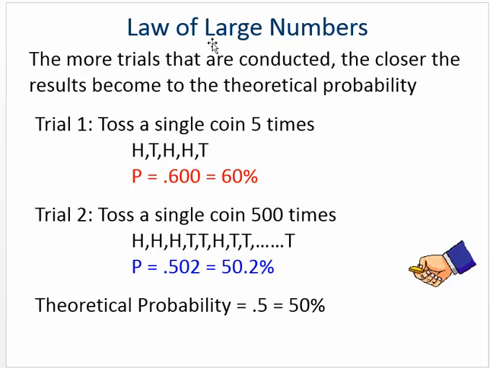Trial 1, toss a coin 5 times. Well, there's the example, and it was 3 out of 5, so they got 60%. 3 out of 5 is 0.6, which is 60%. Trial 2, they did it 500 times, and you found out that the percentage was 50.2%. But the difference here obviously is that in the first trial they did it 5 times, in the second time they did it 500 times. So our theoretical probability is 0.5, but in each of these cases the experimental probability was not exactly 0.5.